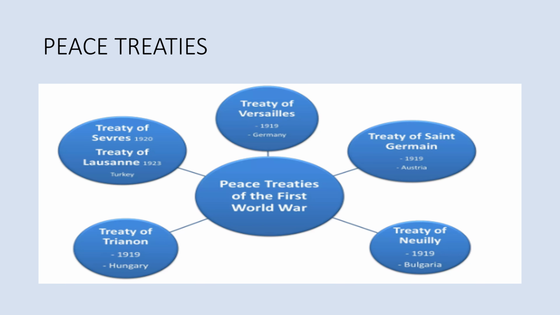Treaty of Trianon. This treaty was signed between the Allies and Hungary, the successor state to the Austro-Hungarian Empire. It resulted in the loss of two-thirds of Hungary's territory, affecting its population and economy. Treaty of Neuilly. This treaty was signed between the Allies and Bulgaria. It led to territorial losses for Bulgaria and imposed reparations payments and military restrictions.